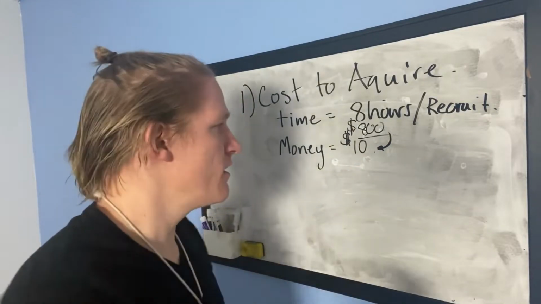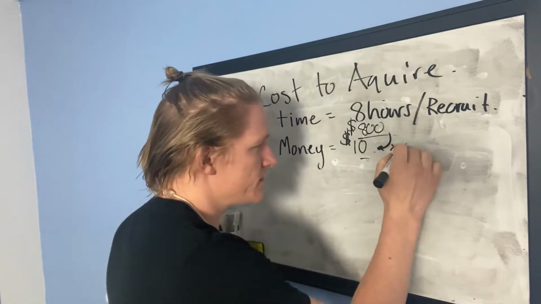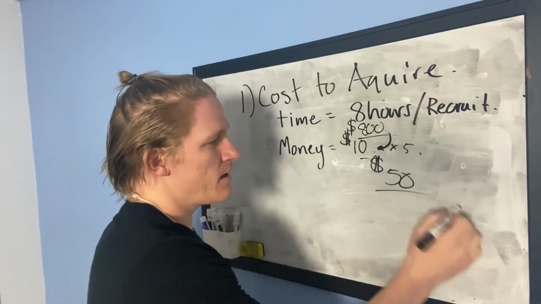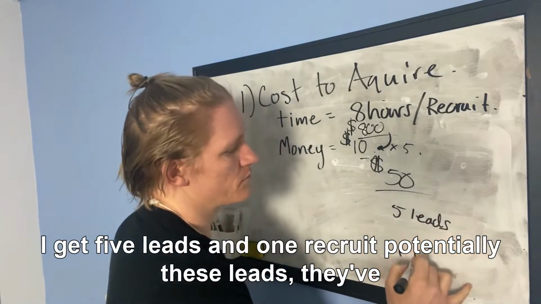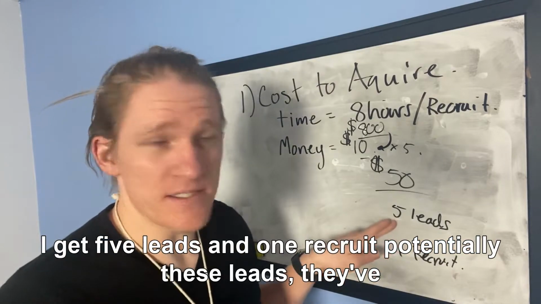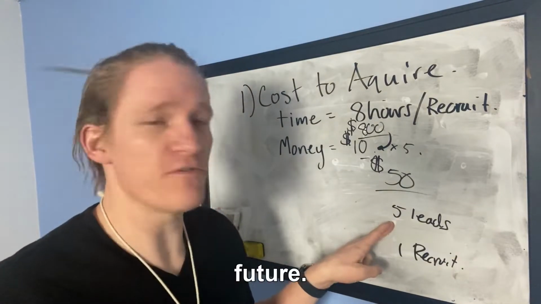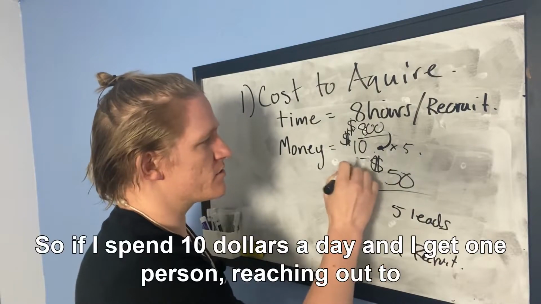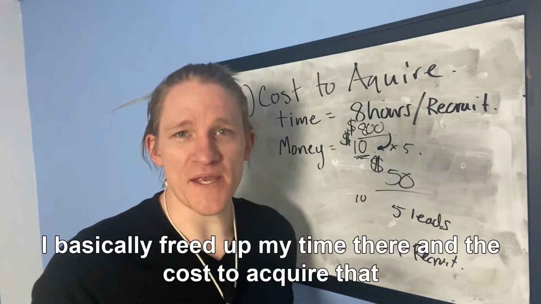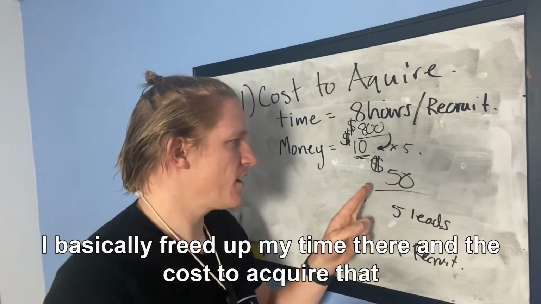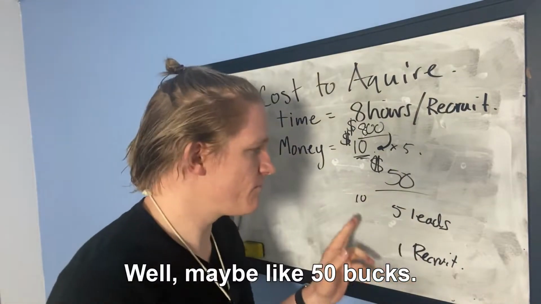$10 a day times 5 days, that's 50 bucks. And maybe out of those 50 bucks, I get 5 leads and 1 recruit. Potentially these leads have shown interest, so I know that they will join a network marketing team in the future. So it's $10 a lead. If I spend $10 a day and I get one person reaching out to me, I basically freed up my time, and the cost to acquire that customer was, well, it'd be like 50 bucks.